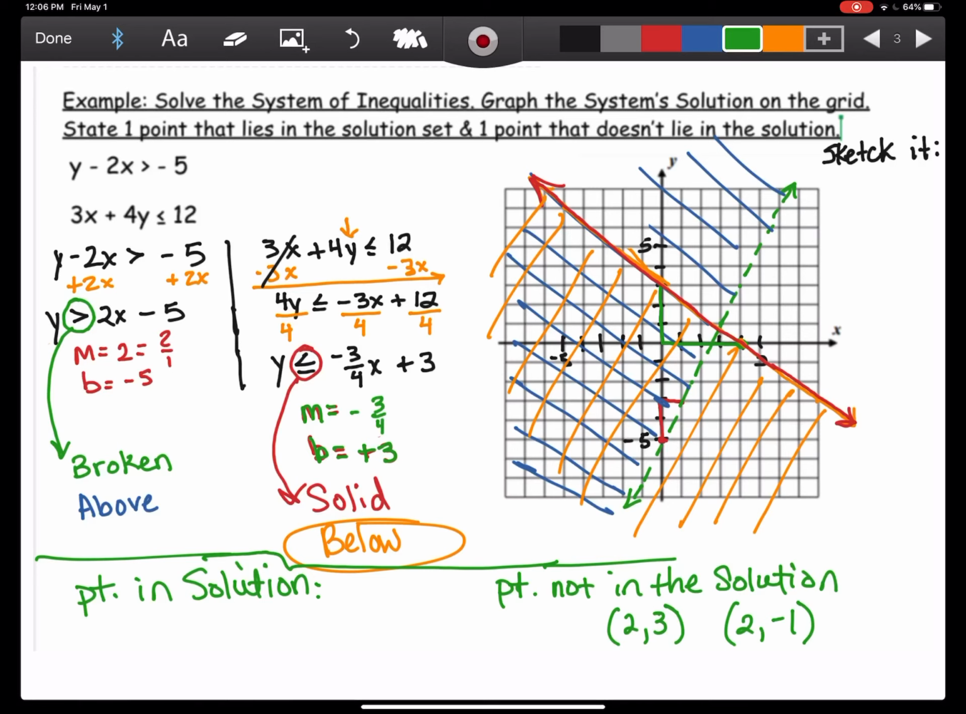And then a point in the solution could be -5, -2. It could also be -5, 7. Try and get one more, okay?